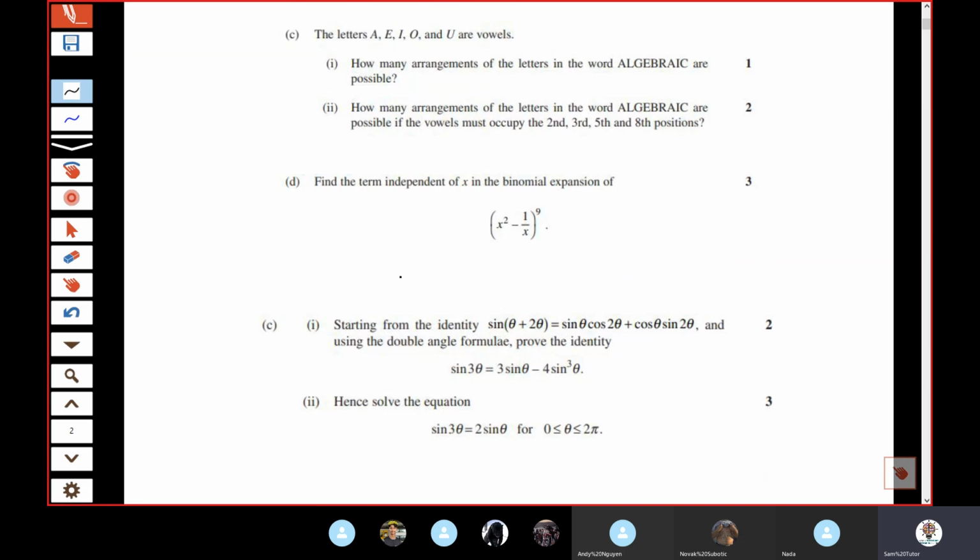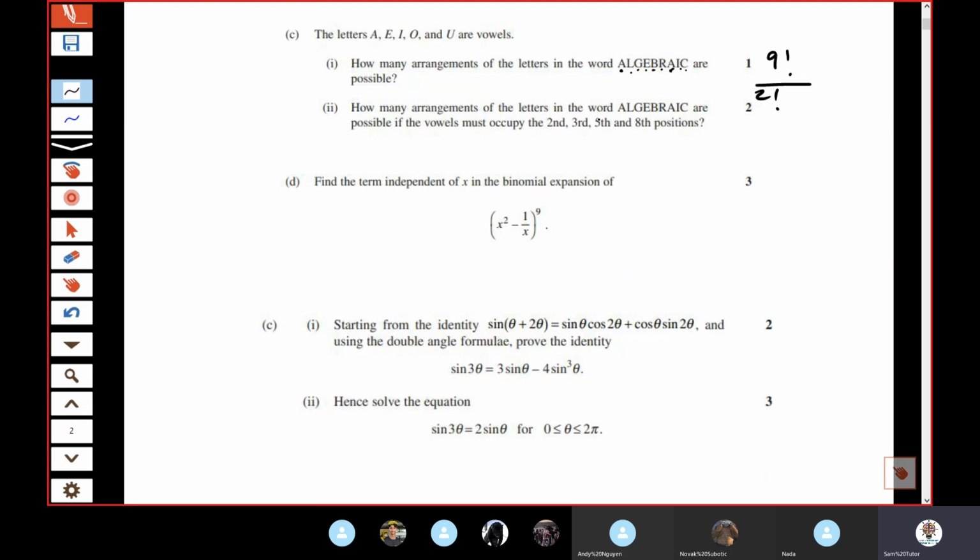The letters A, E, I, O, U are vowels. How many arrangements of the letters in the word algebraic are possible? 1, 2, 3, 4, 5, 6, 7, 8, 9. A and A, 2. L, G, E, B, R, A, I, C. That's it.